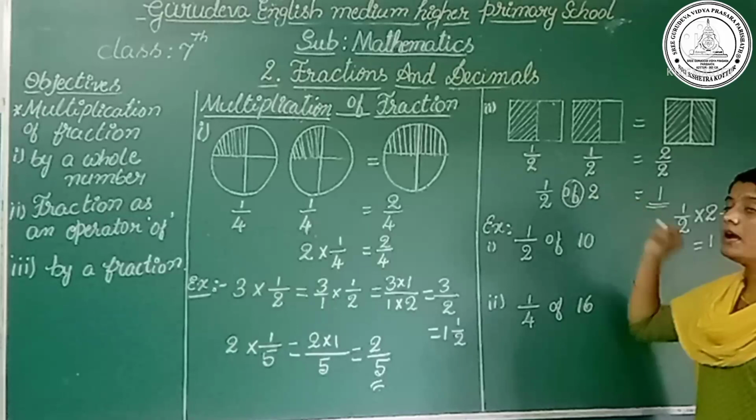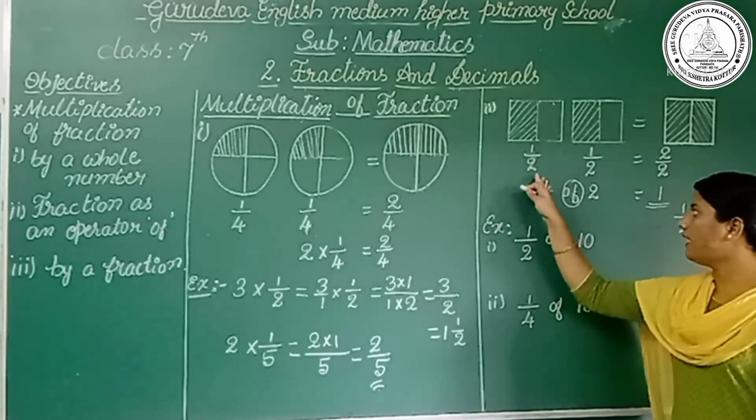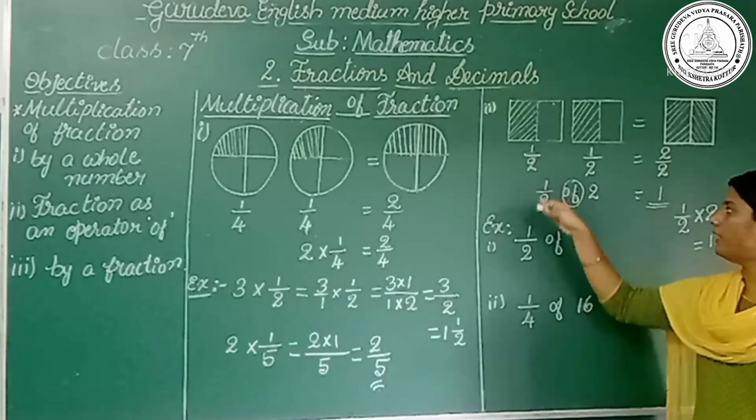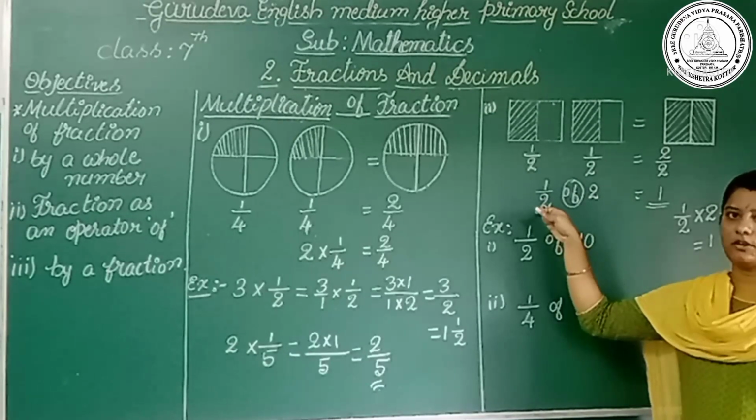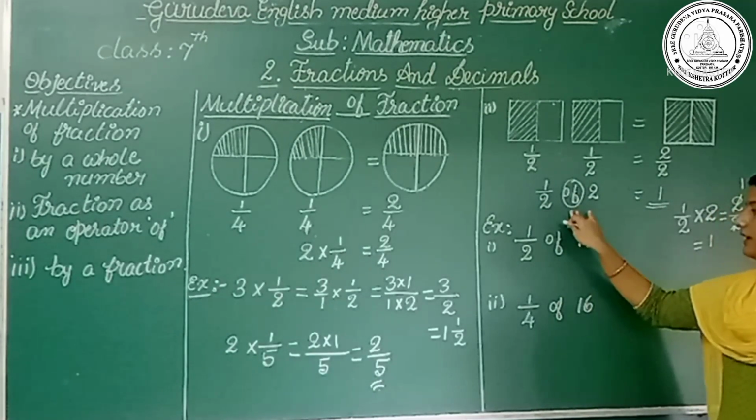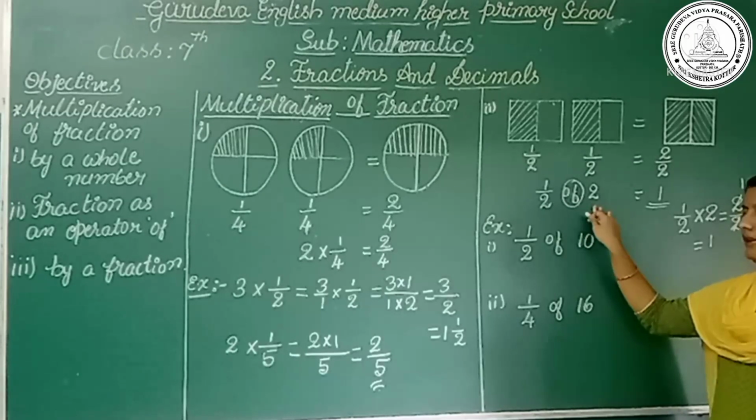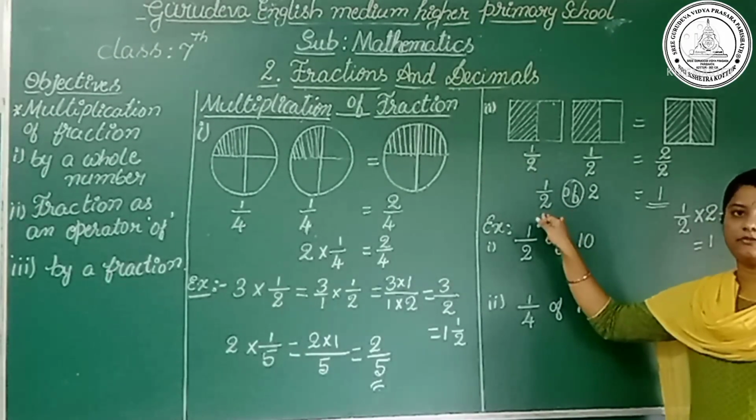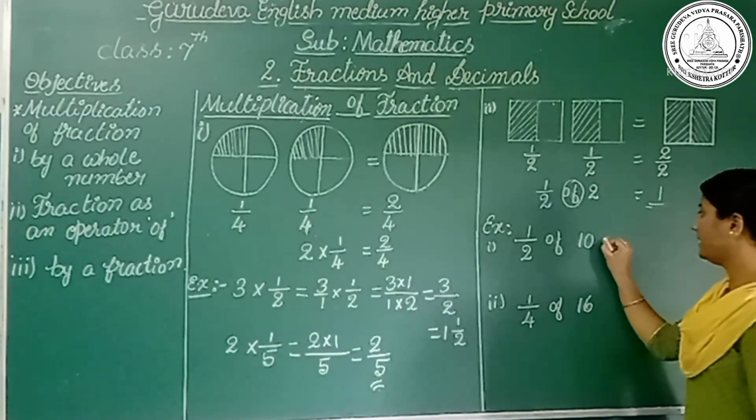So "of" indicates the multiplication symbol. Half of 2 means 2 times half. Right? So "of" indicates multiplication. Half of 2 means 2 times half. Okay, then let's see an example.